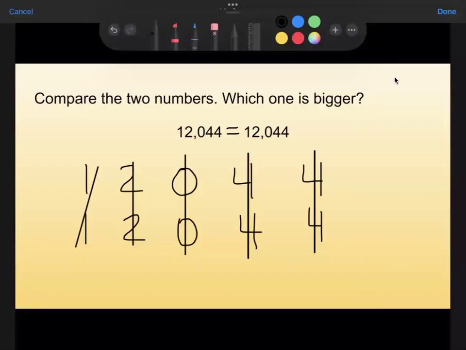Now, you may not have needed to line them up like this and cross things off to see that they were equal to each other. And if you didn't need to, that's fine. That's great. But sometimes when you're dealing with bigger numbers and things seem a little confusing, it helps to write them out like this.